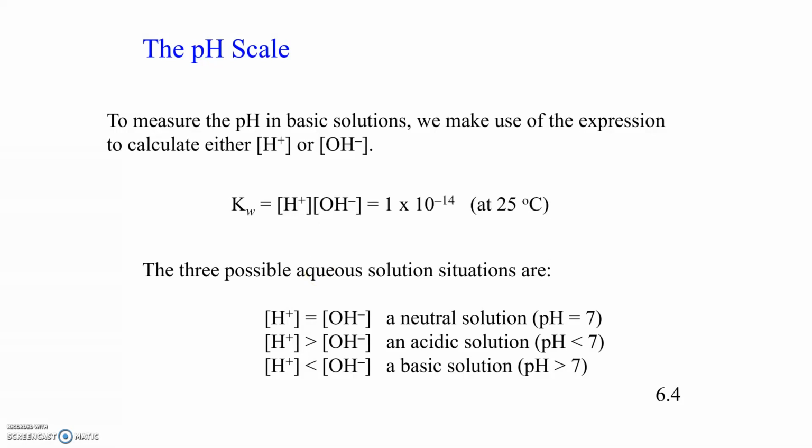A neutral solution has a pH of 7. Your H plus concentration is 1.0 times 10 to the minus 7. Your hydroxide is 1.0 times 10 to the minus 7. If your H plus is greater than your OH minus, you have an acidic solution. This has a pH less than 7. If you have a basic solution, your pH is greater than 7. Your hydroxide ion is higher concentration than H plus.